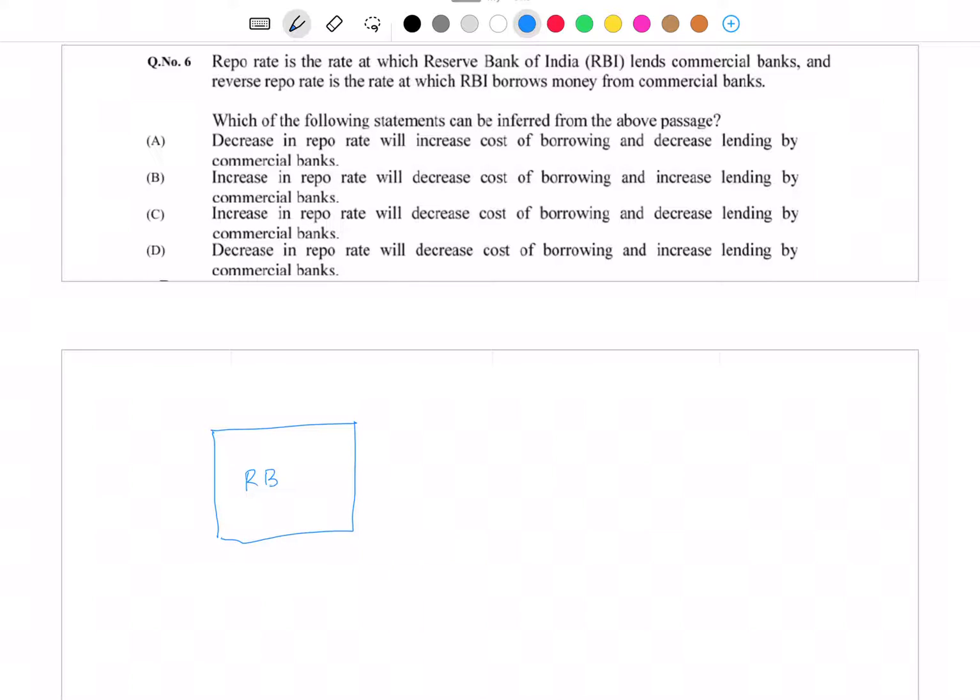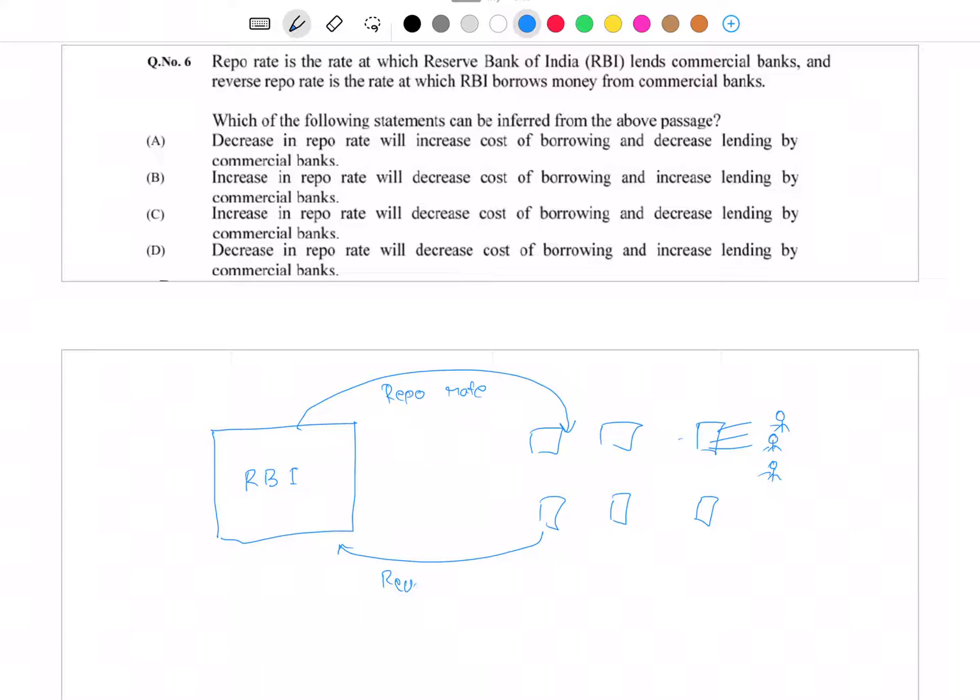So suppose this is the RBI and these are the commercial banks, and these banks are in turn giving loans to and taking loans from other persons. The RBI giving a loan to a bank is known as the repo rate, and the rate at which the RBI borrows from the commercial banks is known as the reverse repo rate.